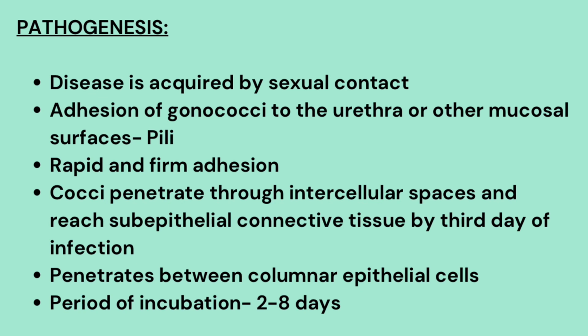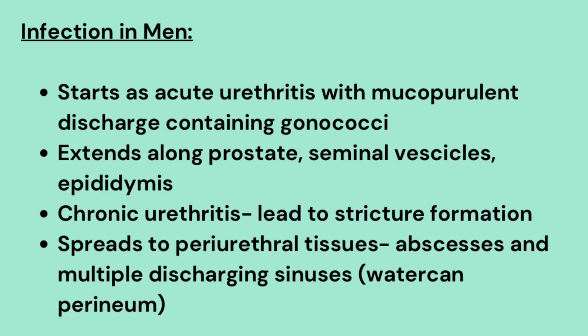The cocci then penetrates through the intracellular spaces and reach the subepithelial connective tissue by the third day of infection. Then it penetrates between columnar epithelial cells. The period of incubation is 2 to 8 days. Gonococcal infection in men starts as acute urethritis with mucopurulent discharge containing gonococci in large numbers.